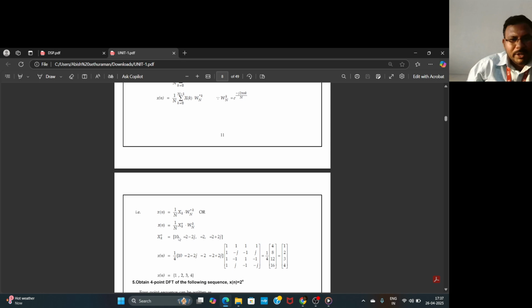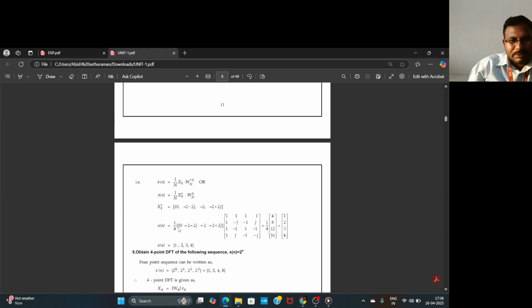Then the simplified equation is x of n equal to 1 by N X of k into W N star power k, or we can denote x of n equal to 1 divided by N, X of k star into W N power nk. After substituting the formula, we apply the values k equal to 0, 1, 2, 3, and we obtain 10, minus 2 minus 2j, minus 2, minus 2 plus 2j. Then we divide by the 1 by N value, where N is 4, so we substitute 1 by 4. So x of n equal to 1, 2, 3, 4 is the final answer.